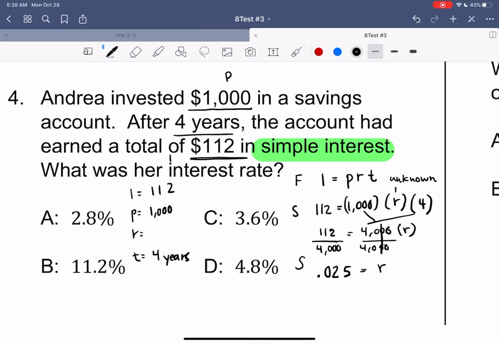0.028. But then we have a problem, because all of these answers are in percents. So in order to turn a decimal into a percent, you have to multiply. Oh, sorry, I think I wrote the wrong number. 0.028, sorry. We multiply this by 100, and when we do that, we move the decimal place 2 times, so we'll be left with 2.8%. And we'll be left with A.